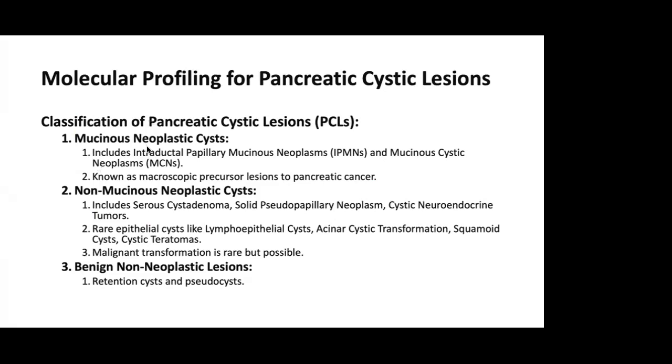Mucinous cysts like IPMN and mucinous cystic neoplasms are especially significant as they are directly linked to cancer progression. On the other hand, non-mucinous neoplastic cysts, though less likely to transform malignantly, still pose a risk and require vigilant monitoring. Furthermore, we will explore the molecular landscape of these lesions, and each type of pancreatic cystic lesion harbors specific molecular changes that not only help in classifying these lesions, but also in predicting their likelihood of becoming cancerous.